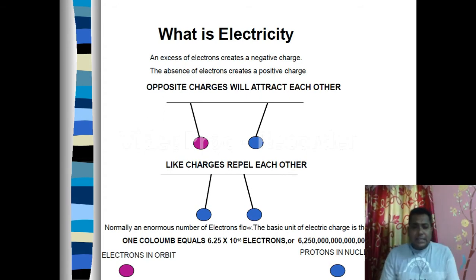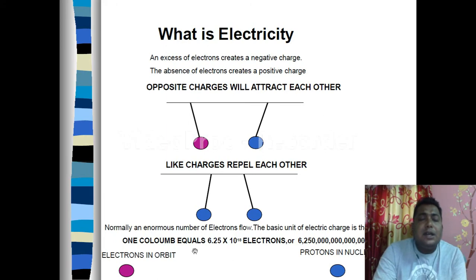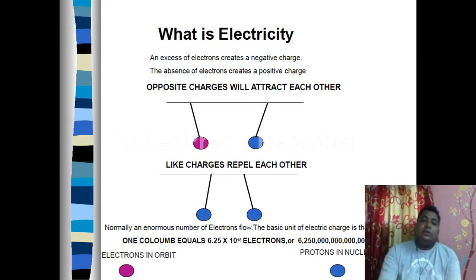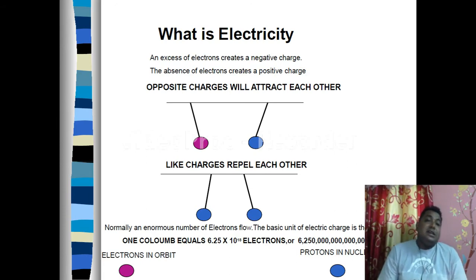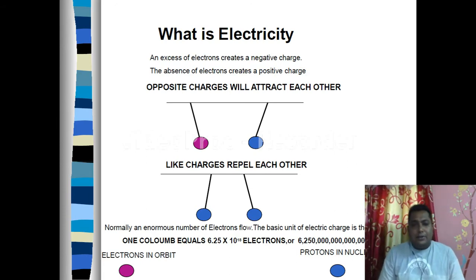So as you can see over there, 1 coulomb equals 6.25 into 10 to the power 10 electrons. So 1 coulomb means 6.25 into 10 to the power 10 electrons. So it is a huge amount of electrons.